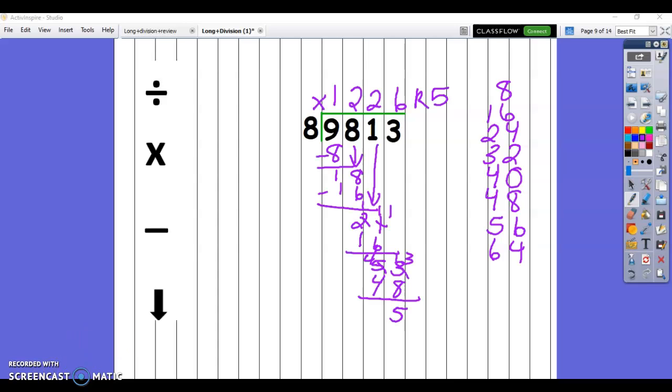So if you are confident, now pause the video and go through those steps. Okay, so checking your work. 8 divides into 9 one time. 1 times 8 is 8. Then you subtract. 9 minus 8 is 1. Bring down 8, making 18. Then you start all over.